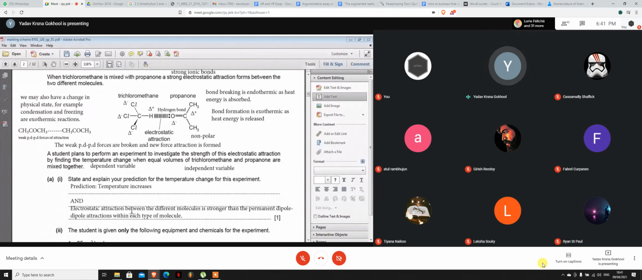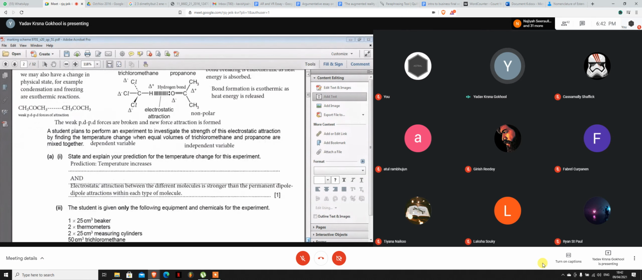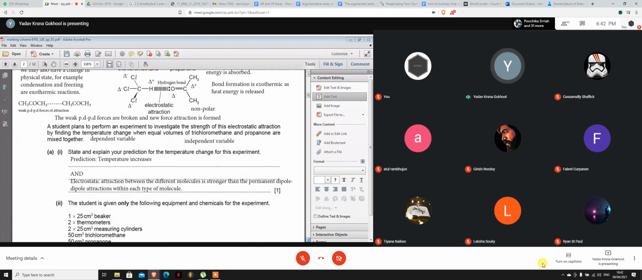Okay, so here, this knowledge we have to use to get this part a, part 1. Okay, so we are breaking weak intermolecular forces, which are permanent dipole forces of attraction. We are forming another weak force. Hydrogen bond is a weak force, but hydrogen bond is stronger than permanent dipole forces of attraction. So when we are forming a stronger bond, more energy is being released than absorbed. So this is how you get the first part. Okay. Now the student is given only the following equipment and chemicals for the experiment.